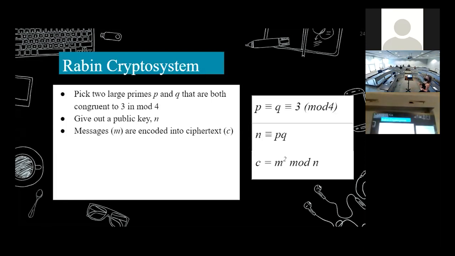So the Rabin cryptosystem is a modern computer encryption system that relies on prime numbers and modular arithmetic to function. The way it works is to pick two large prime numbers, p and q, that are both congruent to 3 mod 4. Those primes are multiplied together to give a value that we're going to call n. And n is what's called a public key, which is made publicly available and allows anyone to encrypt messages in the system. To do so, you simply take the message you wish to encrypt and compute m squared mod n, which will be the ciphertext.